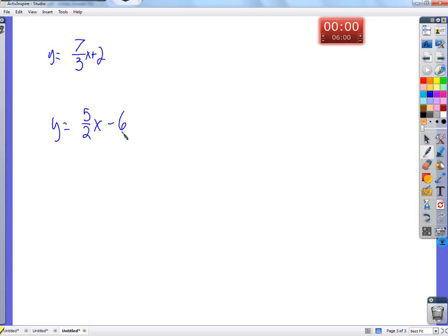Don't be mistaken here, we're going to run into the same problem as we did with the parallel and perpendicular lines. You just try to draw it and see which one looks steeper. We're relying on our eyeballs, which are not perfect. The numbers are perfect.